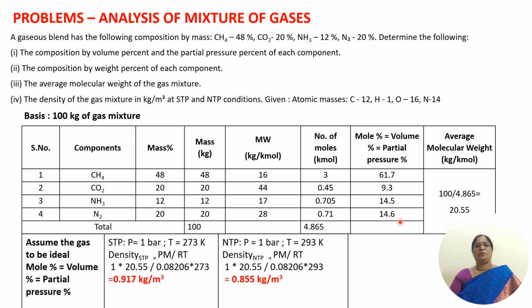So when we assume the gas to be ideal, we know that mole percentage is equal to volume percentage is equal to partial pressure percentage. So the mole percentage takes the value of volume percentage and partial pressure percentage.